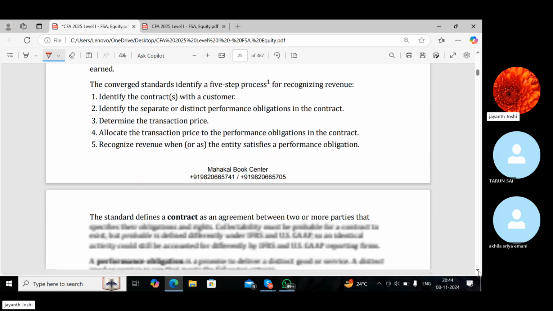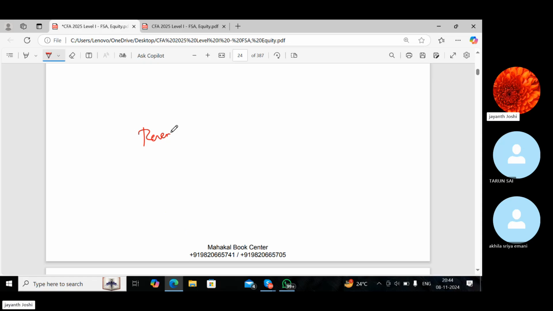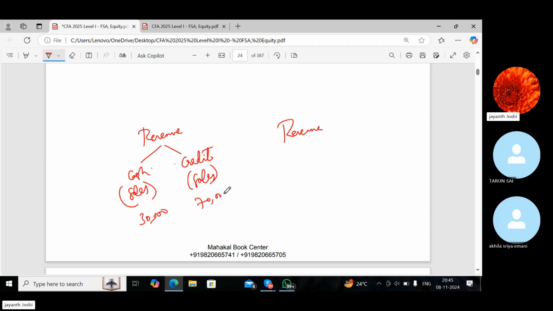First, when it comes to revenue, there are two types of revenue. One is cash, one is credit. We call it cash sales, we call it credit sales. We don't differentiate between cash and credit revenue in our income statement. When we make our income statement, we write revenue as a total figure of, let's say, 30,000 cash revenue and 70,000 credit revenue. So we write it totally as $100,000. We don't categorize revenue in the income statement.